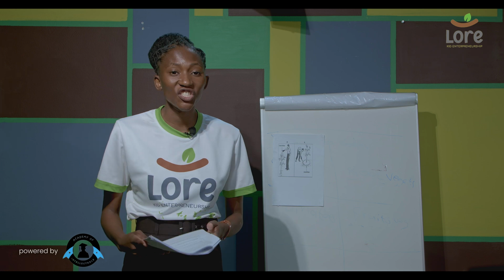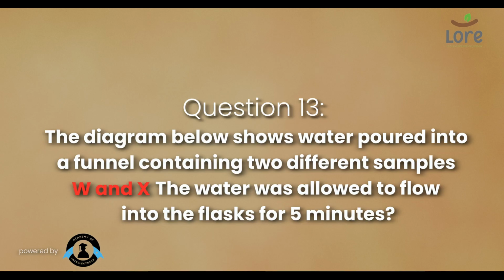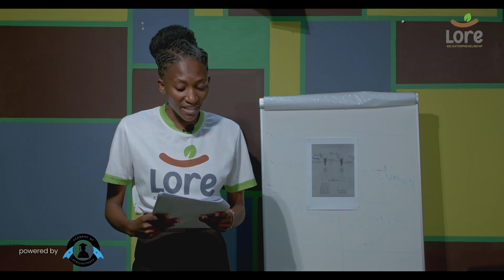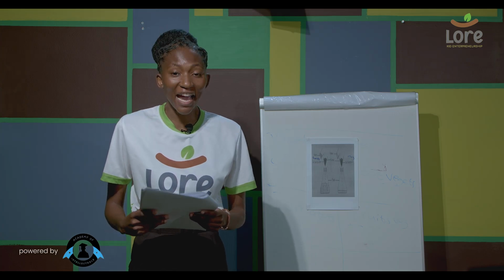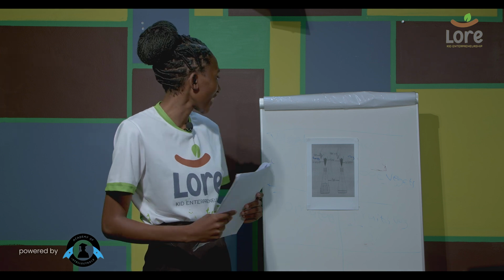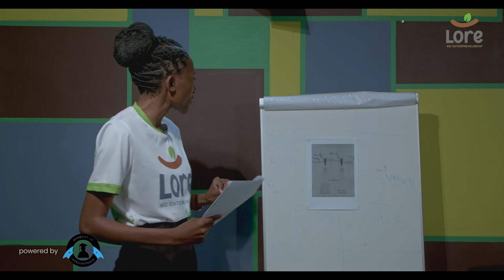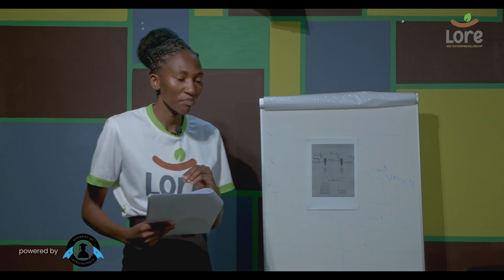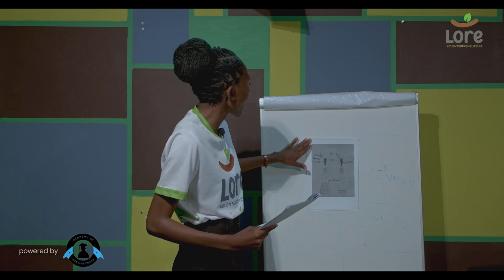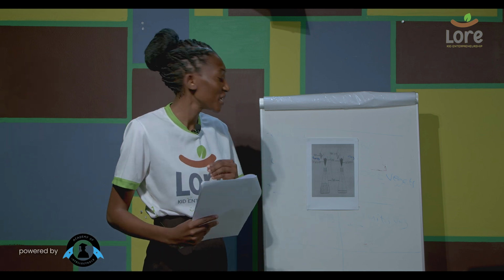Let's go to question 13. Question 13 says, the diagram below shows water poured into a funnel containing 2 different soil samples W and X. The water was allowed to flow into the flask for 5 minutes. And then our question says, name the soil type X. For us to be able to answer our question, we have to analyze what is happening in our picture.